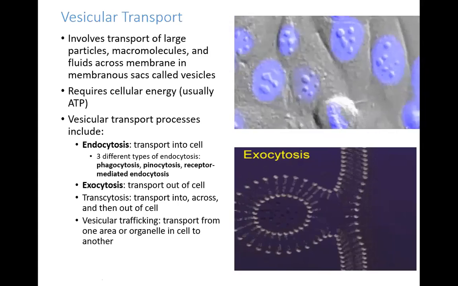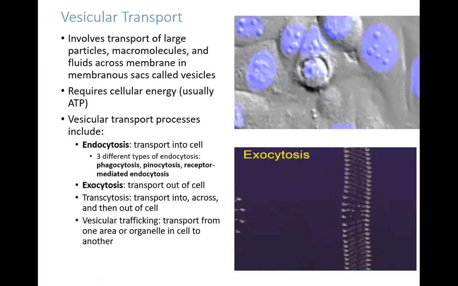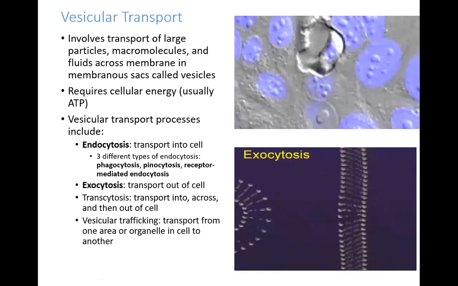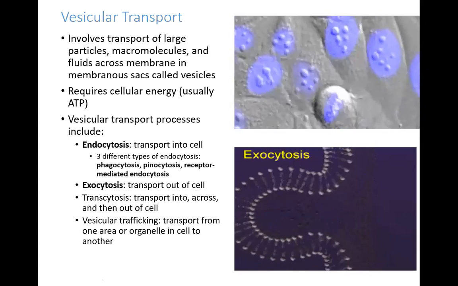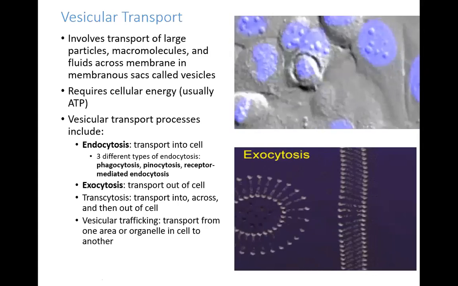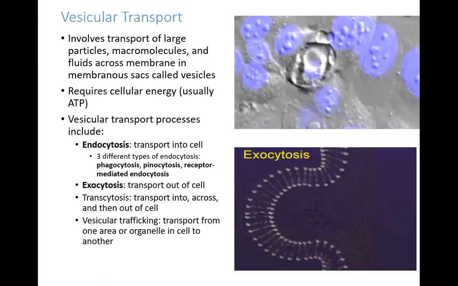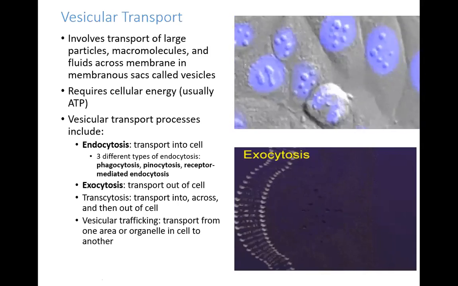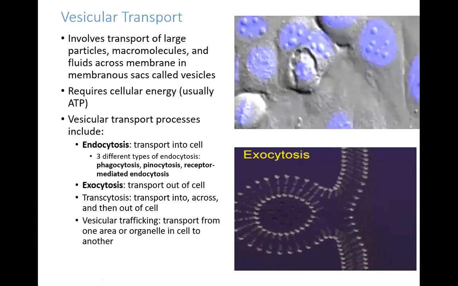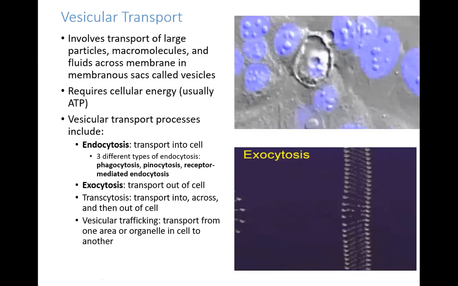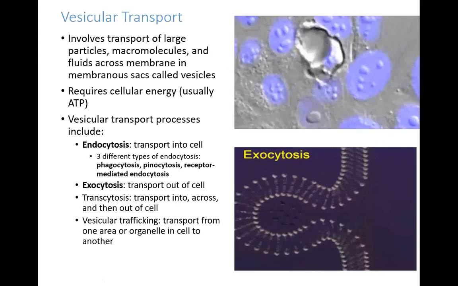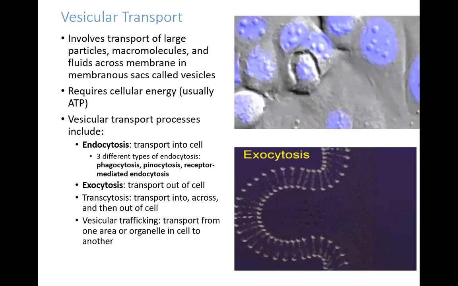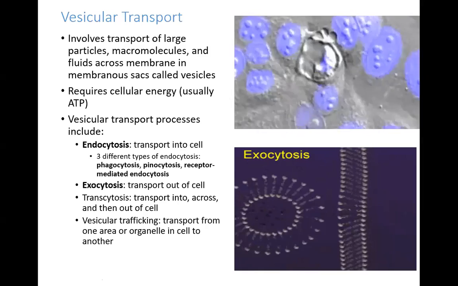endocytosis: entrance, think endo. How do we get stuff in? Well, we can bring stuff in through what's known as phagocytosis, where we're eating things, pinocytosis, where we're drinking things, and what's called receptor-mediated endocytosis, where molecules will land on certain sites and be grabbed. And of course, exocytosis is how we get things out of the cell. We exit, we release to the outside.